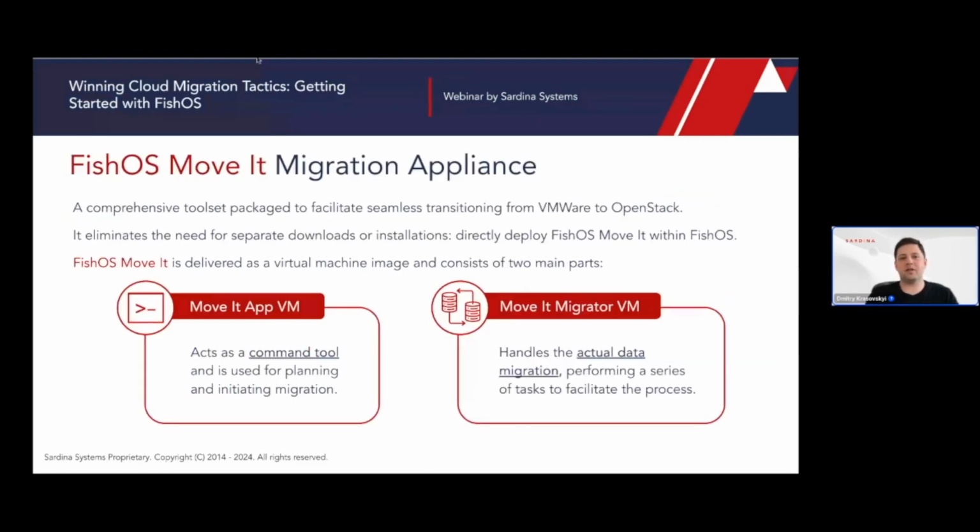So now let me guide you through the key stages of migration to FishOS. For this, I am happy to introduce the Sardina Systems solution, the FishOS Move It migration appliance. It's a comprehensive toolset designed for seamless transition from VMware to OpenStack. With our appliance, you're free from separate downloads and installations. You can directly deploy it within FishOS. A few technical details. Our appliance is delivered as a virtual machine image and consists of two main parts. First, the Move It application VM, and second, the Move It migrator VM. The first part is a command line tool used for planning and starting migration. The second one handles the actual migration process.